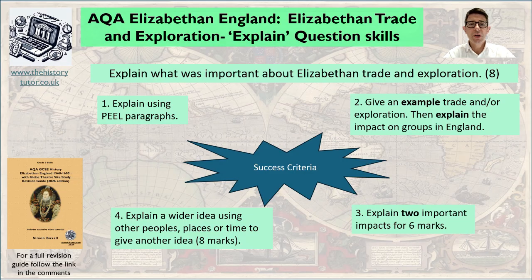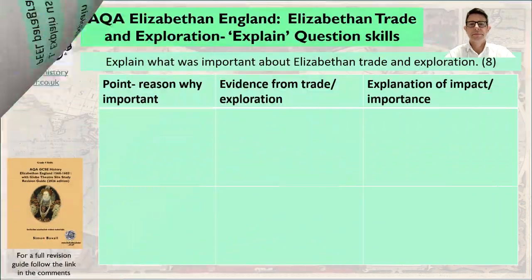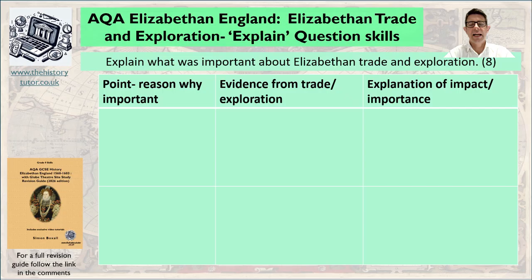We need to explain 2 ideas for 6 marks with just basic P paragraphs, point, evidence, explain. If we want to get to 7 or 8 marks, we need to explain some wider ideas. So use a furthermore and try and explain a bit more widely. So let's develop a plan for this.